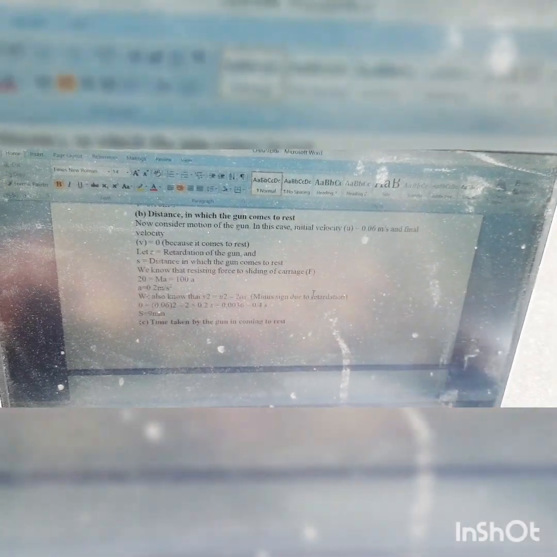Next, the time taken by the gun in coming to rest. This we can also find using equation of motion, v equals u plus at. What is the final velocity? Velocity equals 0. Initial velocity is 0.06 meter per second. Acceleration we found previously is 0.2. Here also it is a minus sign because of retardation. So we found the time is 0.2 second.